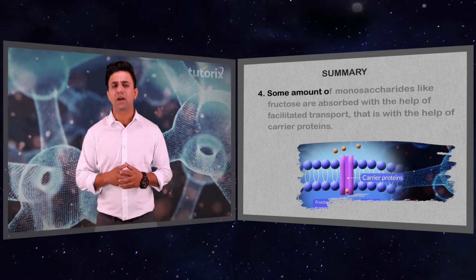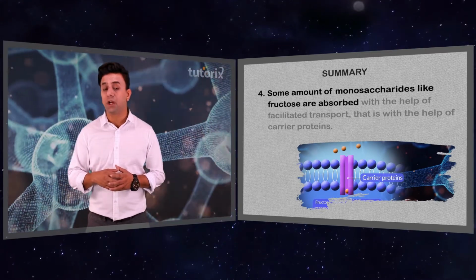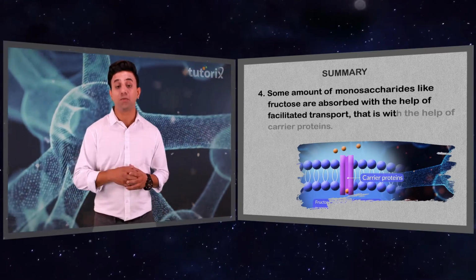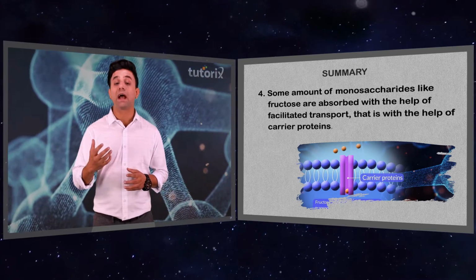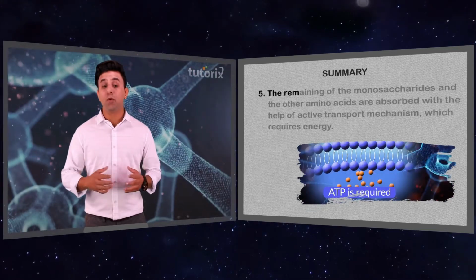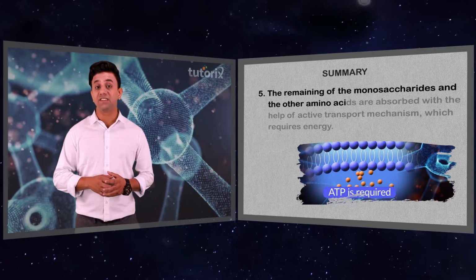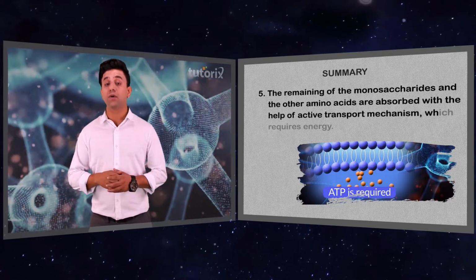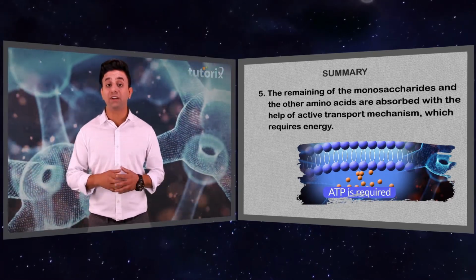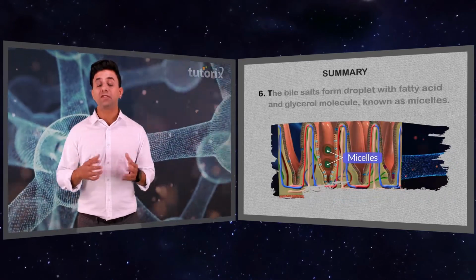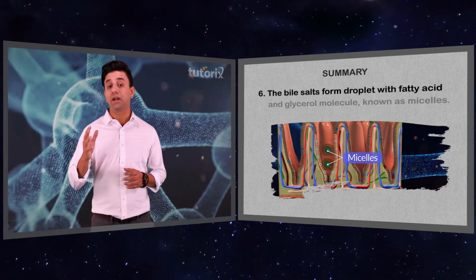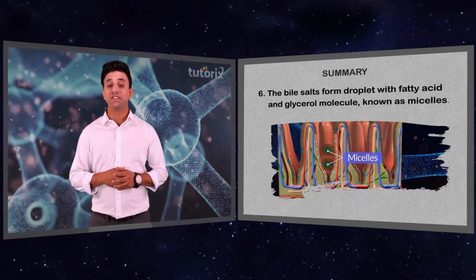Some amount of monosaccharides like fructose are absorbed with the help of facilitated transport, that is, with the help of carrier proteins. The remaining monosaccharides and the other amino acids are absorbed with the help of the active transport mechanism, which requires energy. The bile salts form droplets with fatty acid and glycerol molecules known as micelles.